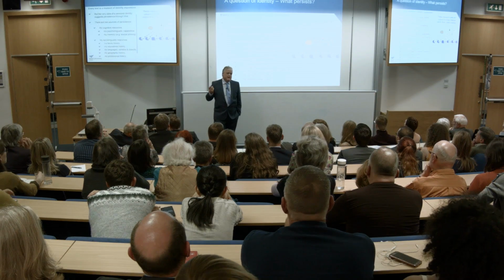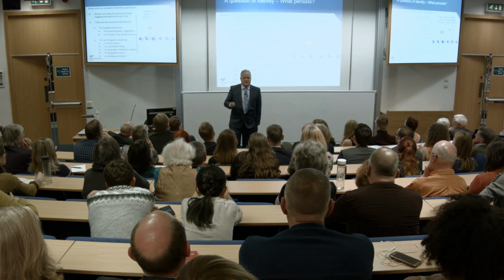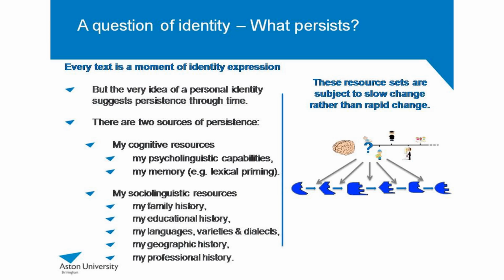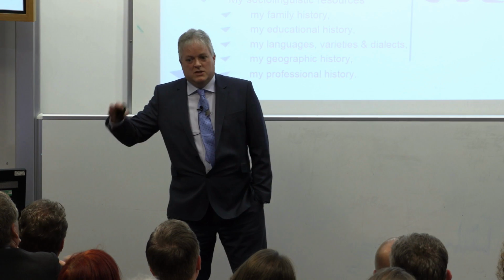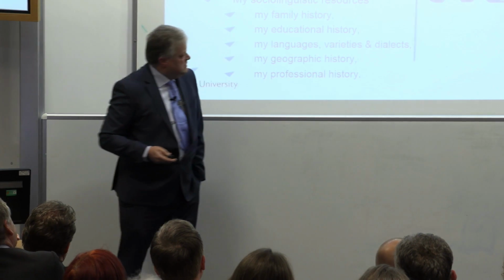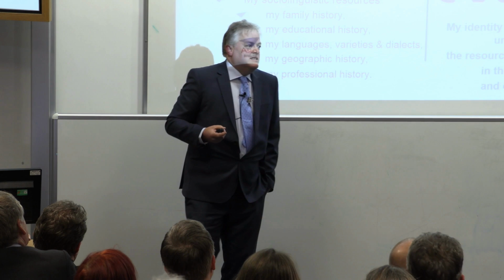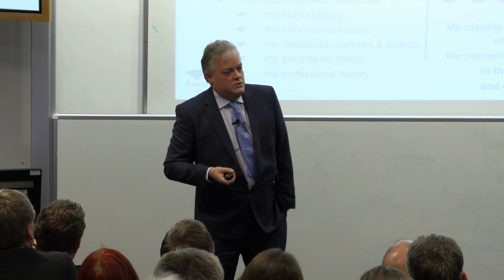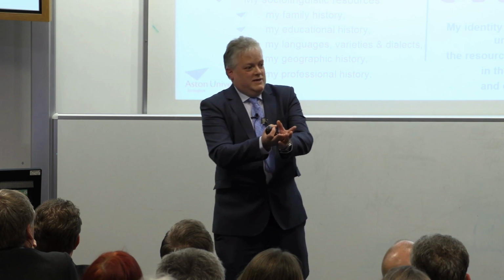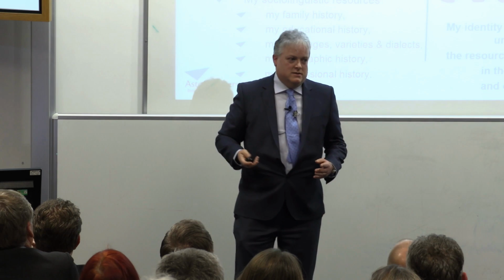And what's interesting about these two resource sets isn't that they're static, they're not static, but they change slowly. Who I choose to speak with from one minute to the next can change quickly. But these things change more slowly, so they give me the persistence that I need in my personal identity. And so I've sort of got a theory of identity. I can tell you what your identity is, or my identity is. It comprises and is unified by the resources I can draw on in the moment and over time. This cloud of resources creates and informs this cloud of identities, but creates those persistent links.